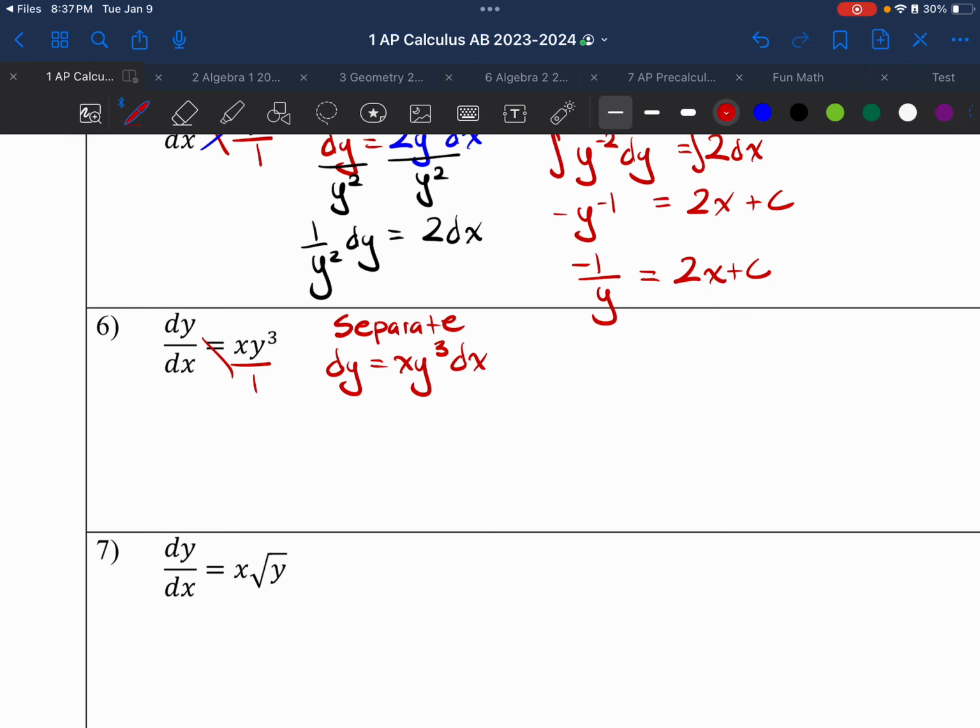So to move the y over, we are going to divide by y cubed, divide by y cubed, and we're now left with 1 over y cubed dy. That's going to be equal to x dx. You can see that we clearly have y's on one side, x's on the other. Therefore, we are done with our separate step. Moving on to integrate.